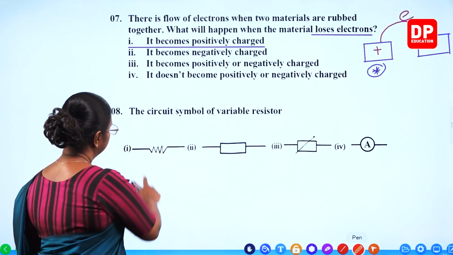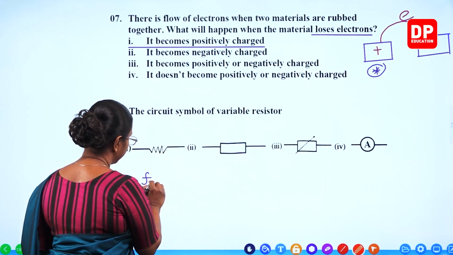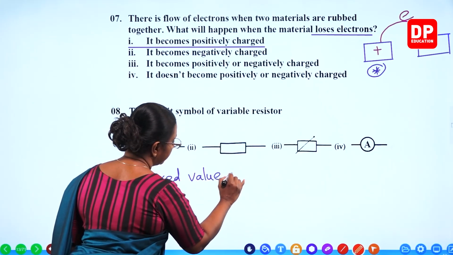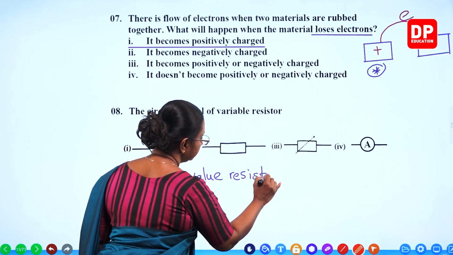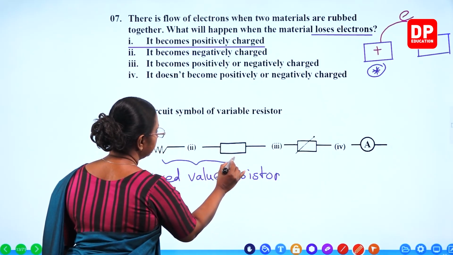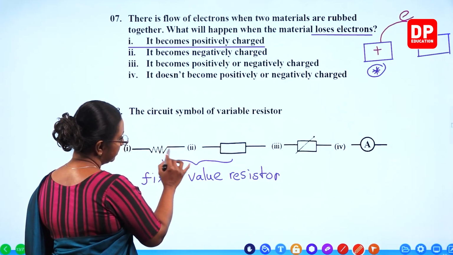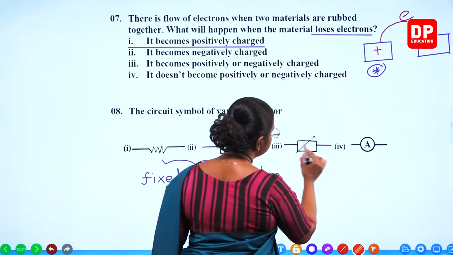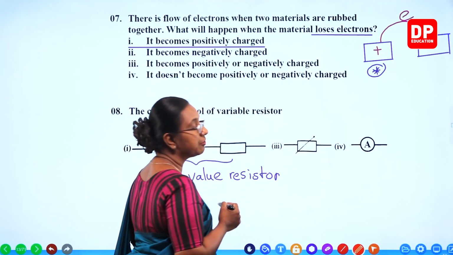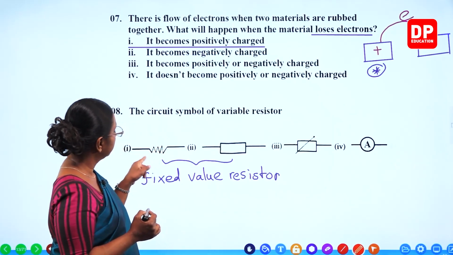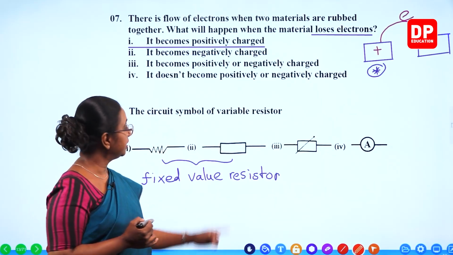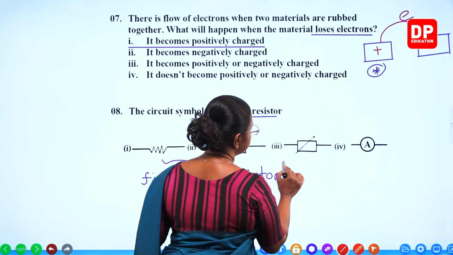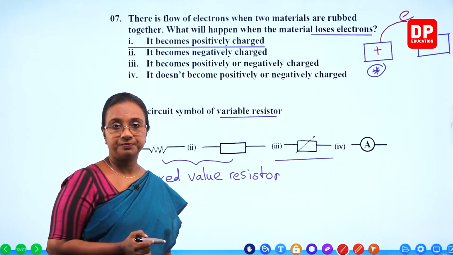Now this zigzag one is a fixed value resistor. Both of these are fixed value resistors, either this symbol or the rectangle symbol. Now when you have the same symbol with an arrow across it, that is for a variable resistor. For variable resistor, it is this one.